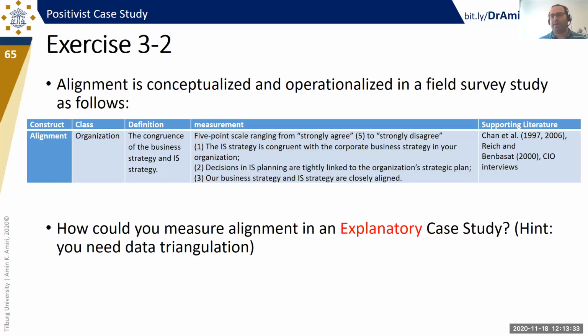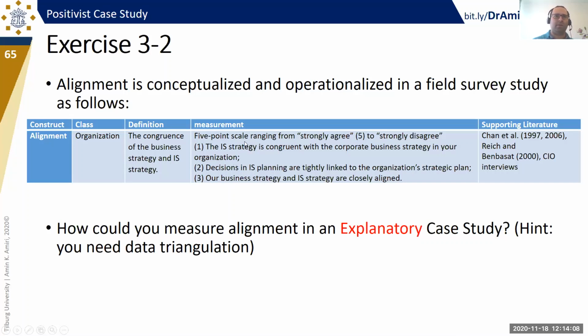So the question is that you have found a construct called alignment in the literature. The literature suggests a definition for that, the congruence between business strategy and IS strategy. And it suggested a way to measure that, three questions. It says to ask three questions of the CIO. The IS strategy is congruent, aligned with the corporate business strategy. Decisions in IS planning are tightly linked with the organization's strategic plan. Our business strategy and IS strategy are closely aligned.